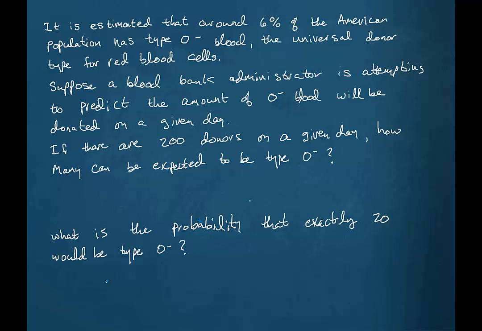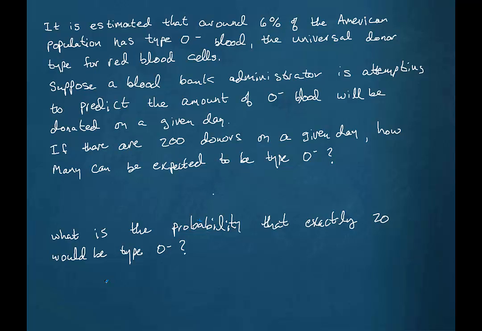It is estimated that around 6% of the American population has type O negative blood, the universal donor type for red blood cells. It should be noted that type O negative is considered the most universal donor type for red blood cells. Actual compatibility must be evaluated on a case-by-case basis.